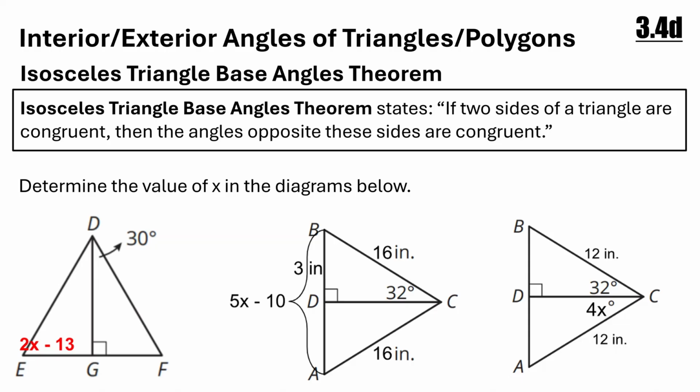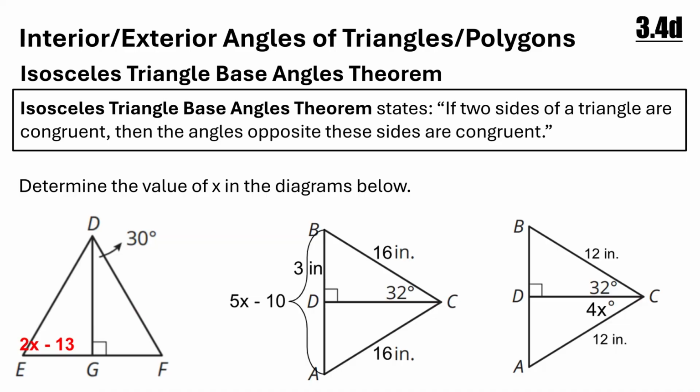The isosceles triangle base angles theorem states, if two sides of a triangle are congruent, then the angles opposite these sides are congruent. The problems below ask to determine the value of x in each of the isosceles triangles. Each triangle has a perpendicular bisector to show that it is an isosceles triangle.